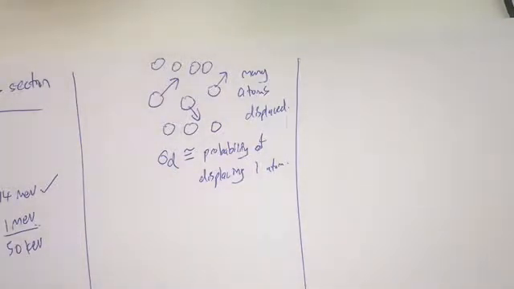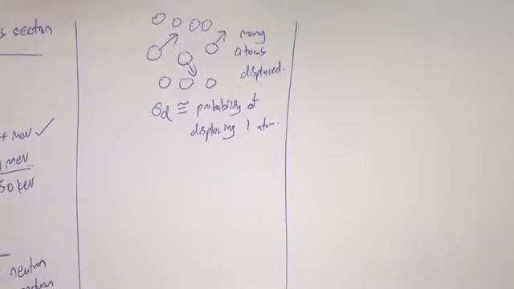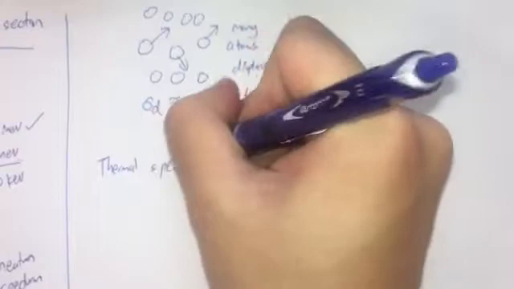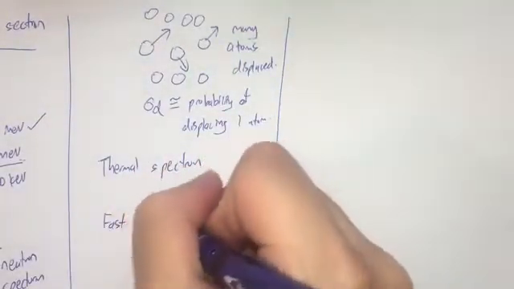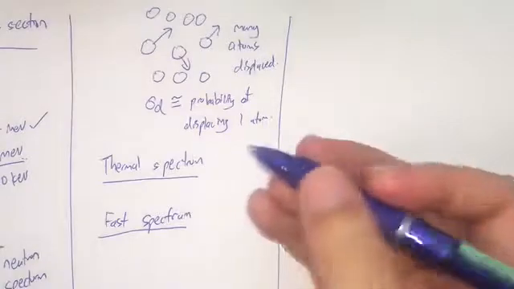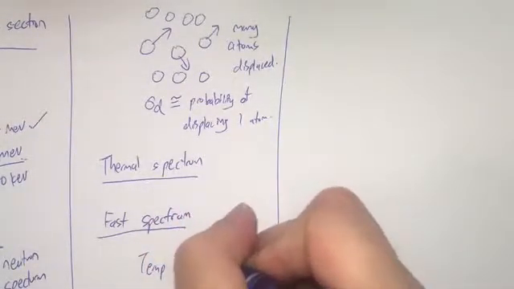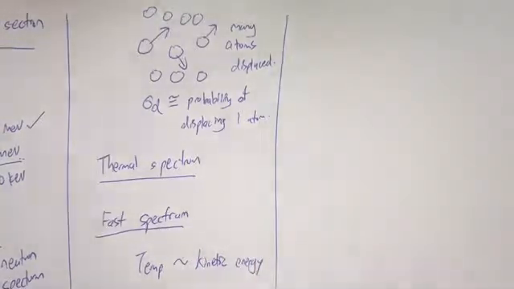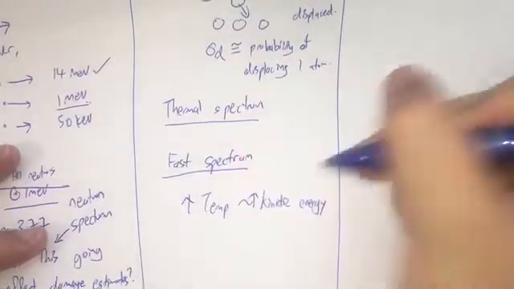Okay, so how can we define these spectrums? Well, there are two broad categories of spectrum. One is the thermal spectrum, and one is the fast spectrum. How do we define what is thermal and what is fast? For starters, we must remember that temperature and kinetic energy are related at the particle level. With a higher temperature, we have a higher average kinetic energy. So a higher temperature often means that the particle is faster.